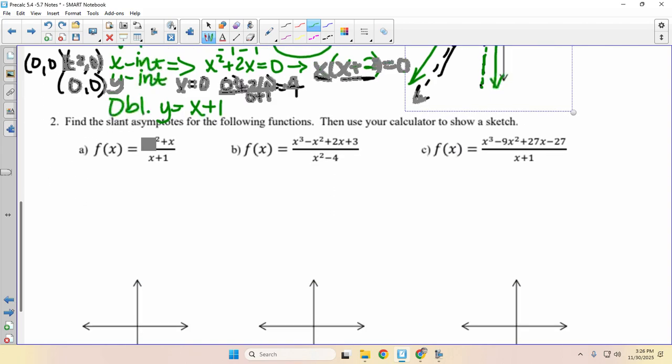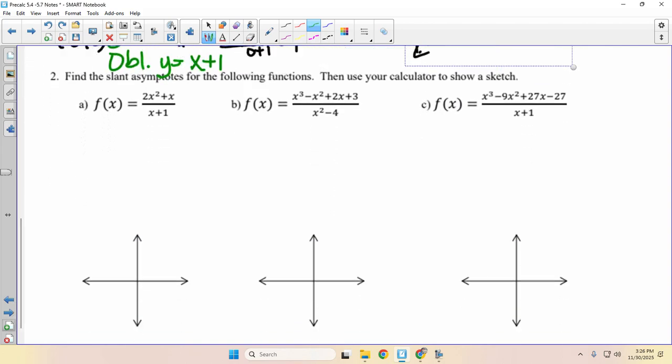Okay, so we're going to do some problems here. We're going to find the slant asymptotes for these functions. So we have 2x squared plus x. We're going to factor this out. Actually, no, let's not factor it out. Let's put a plus 0 here.